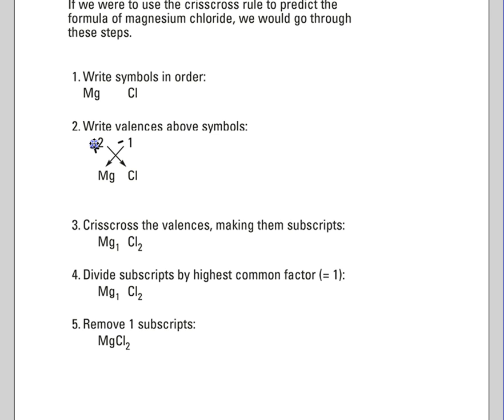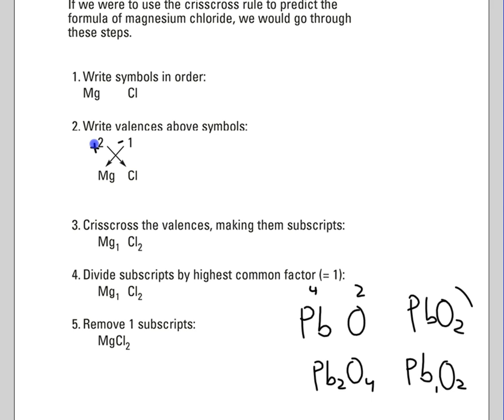If necessary, we remove the highest common factor, which is fairly rare. That might happen in the case where we had, say, lead 4 and oxygen. If we were to crisscross those, we'd get Pb2O4. And remember the crystal lattice is the lowest ratio of ions, so we wouldn't say that there are 2 lead 4 plus ions for every 4 O2- ions. We would say that the lowest ratio is 1 to 2, or simply PbO2 would be the correct chemical formula for lead 4 oxide.